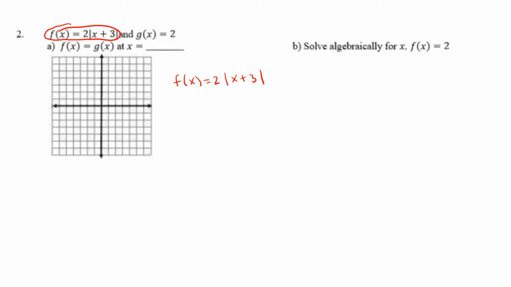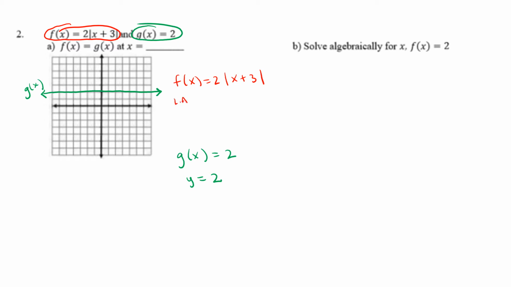Now, it might be to our benefit to graph g of x first, because that's going to tell us kind of how high to go or how low to go for our graph. So I'm going to start with g of x equals 2. Again, that's just the equation y equals 2, which is a horizontal line at 2. Okay, so that's where our g of x is. Let me label that.